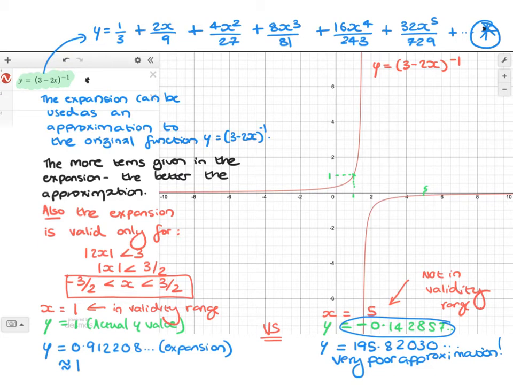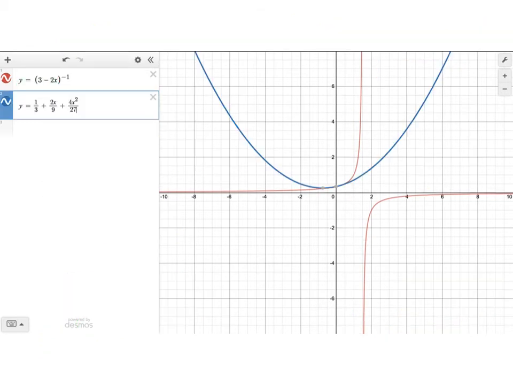So you can expand all sorts of binomials, but the ones where the original power is not a positive integer will only be valid for certain conditions on x or certain x values. And we're going to have a look at this graphically now. So as you can see, the red graph again is the graph of y equals 3 minus 2x all to the power of -1. Now, the blue graph is the first 3 terms of the expansion.